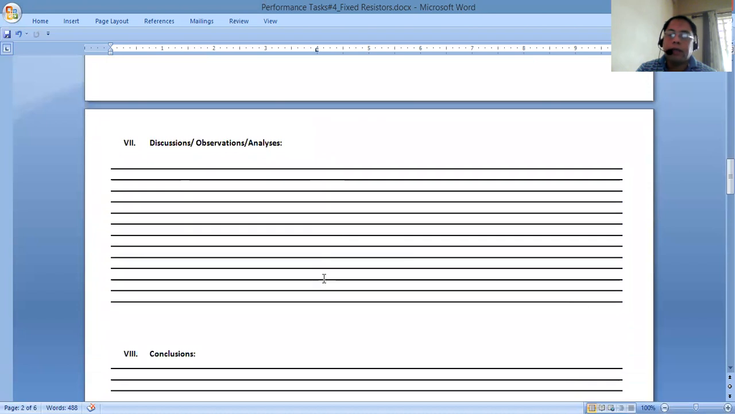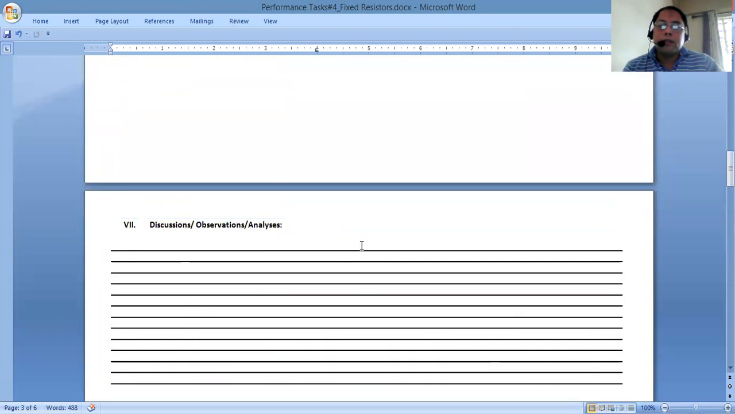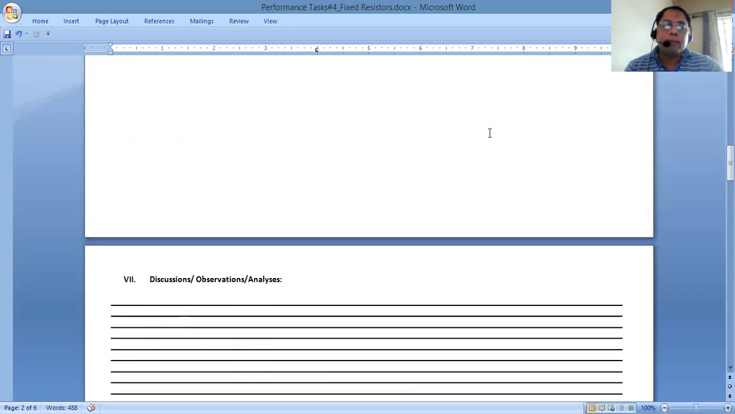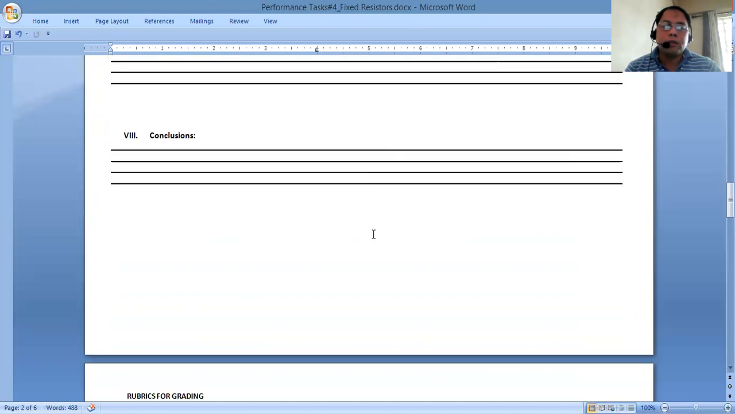Again, you can write your discussion, observation, and analysis. These are important parts of your activity, and likewise your conclusion once you are done with the activity. The activity will require you to find the value of the fixed resistor given its color bands. For your discussion, you can think of discussing resistances and fixed resistors. With the values that you arrive at, you can also make some observations and analysis.